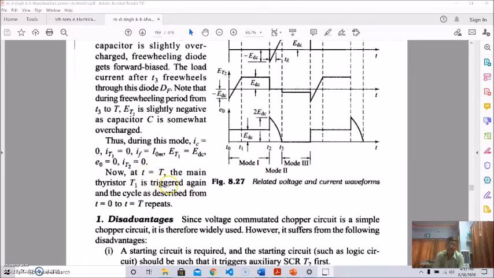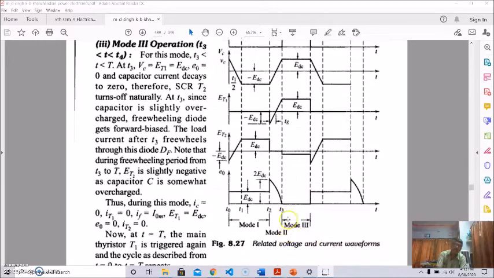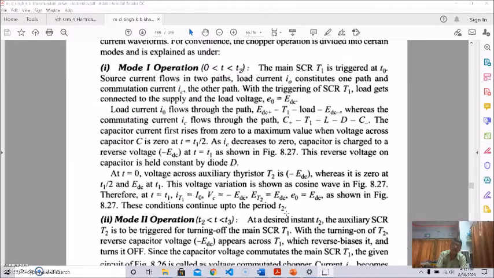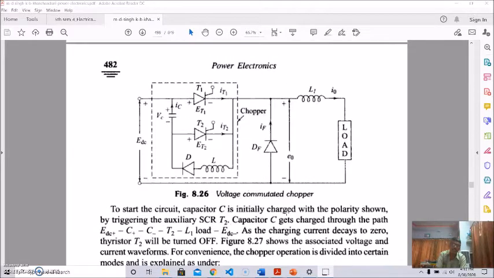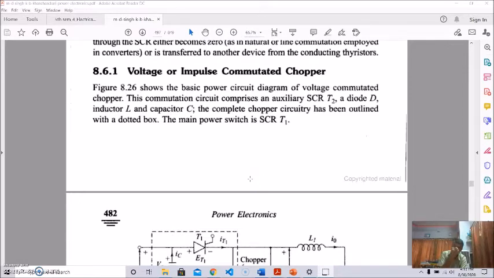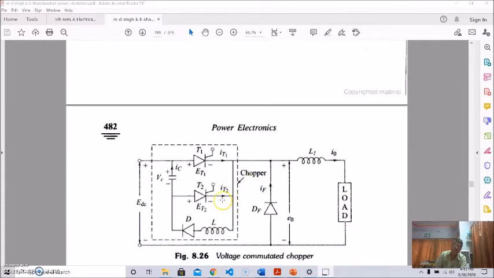Now at T equal to T, the main thyristor T1 is triggered again, and the cycle as described from T equal to 0 to T equal to T repeats. So this is the voltage or impulse commutated chopper operation. Here the commutating circuit consists of the auxiliary thyristor, this inductor, this power diode, and this capacitor. This is the thyristor which I want to commutate, and this is the load circuit.